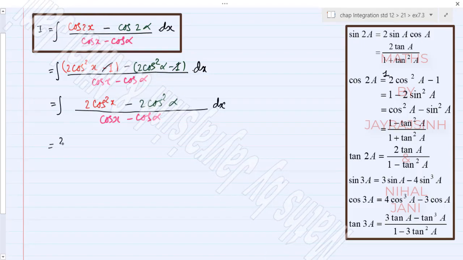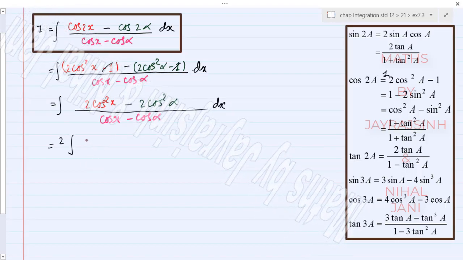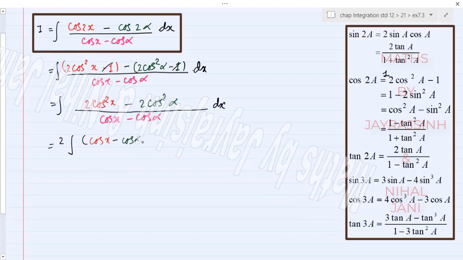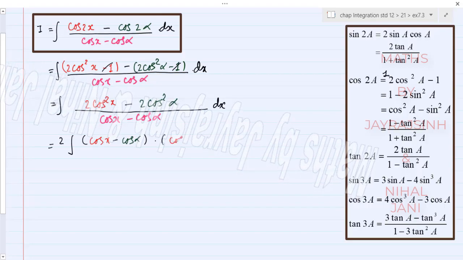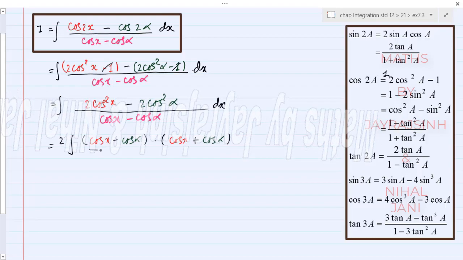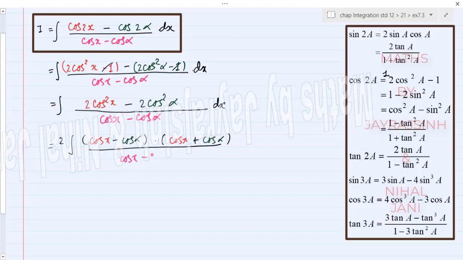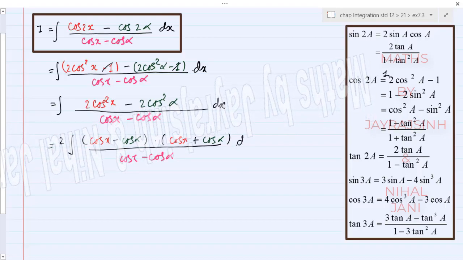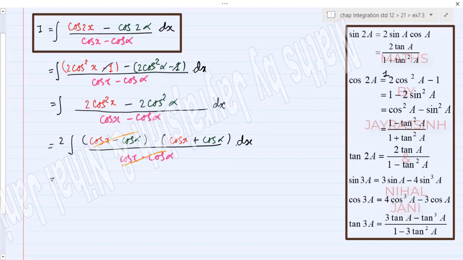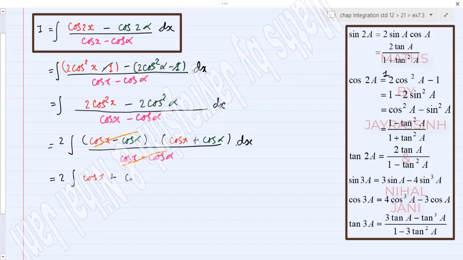Now for further simplification, we can take 2 common and cos square x minus cos square alpha can be converted into cos x minus cos alpha into cos x plus cos alpha, upon cos x minus cos alpha, which still remains as it is. So here cos x minus cos alpha will cancel out. We just have to integrate cos x plus cos alpha.